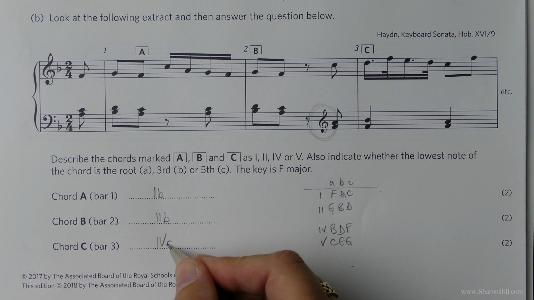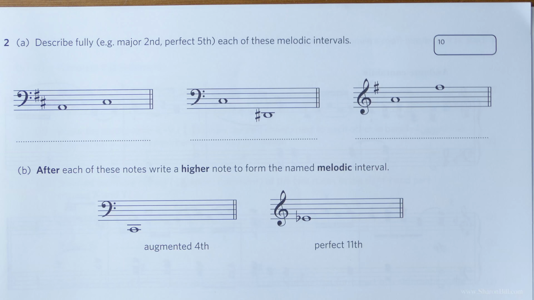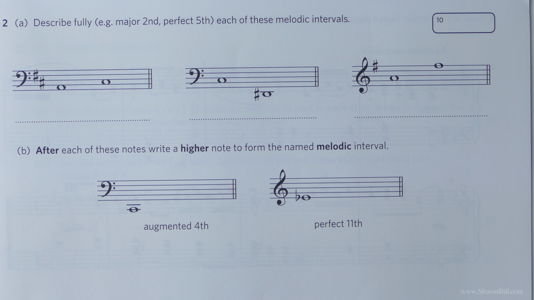So if you turn over with me, we'll have a look at question 2. And so question 2 asks us to describe these melodic intervals. This is called a melodic interval because they come one after another like a melody, and we need to fully describe those. So let's first of all get the number. So we're counting a 1, 2, 3.